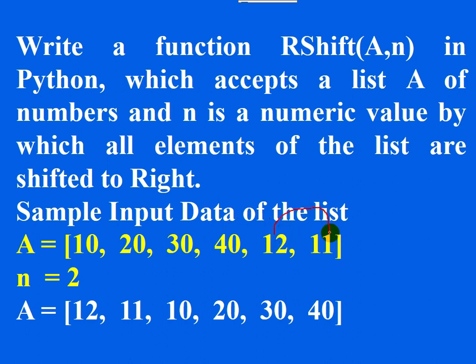Now 12. This is one position to the right. Next position to the right is this. So your 12 must appear here. Finally, 11 should be shifted by 2 positions to the right. So 1 position to the right means 11 should appear here. 2 positions to the right means 11 should appear here. So if this is the input and the value of n equals 2, your output should be this one.